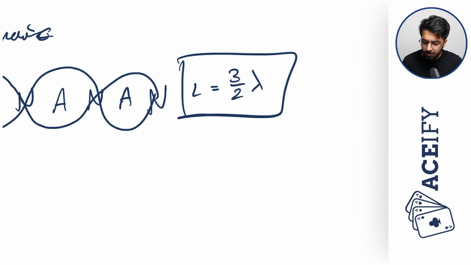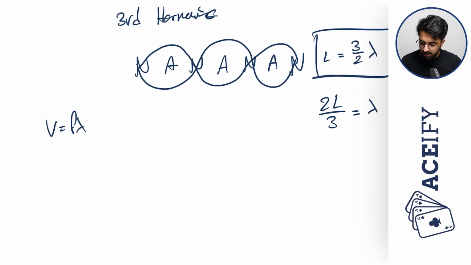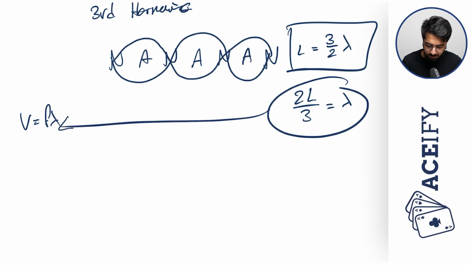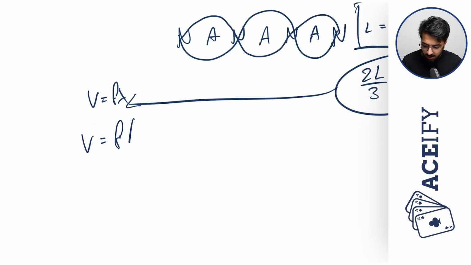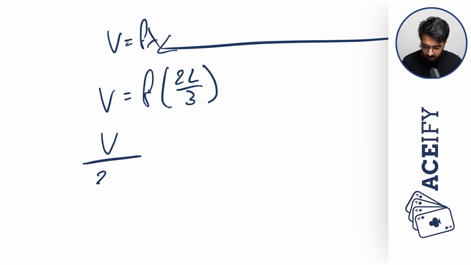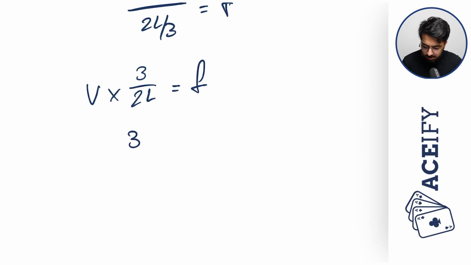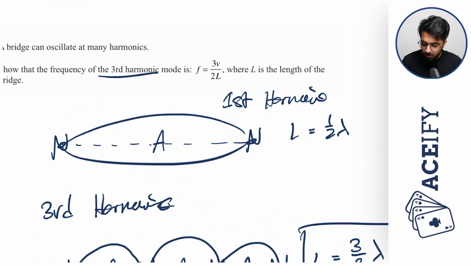From here, we can say that our wavelength is equal to 2L all over 3. We also know that v is equal to f lambda, and so therefore we can plug this equation into here, and we get v is equal to f times 2L all over 3, like so. And so now dividing both sides by this expression right here, we get v divided by 2L all over 3 is equal to our frequency, and therefore we can rearrange this as our velocity times 3 all over 2L is equal to our frequency, and therefore 3v all over 2L is equal to our frequency, and as you can see, that is the exact same equation that we're trying to find.